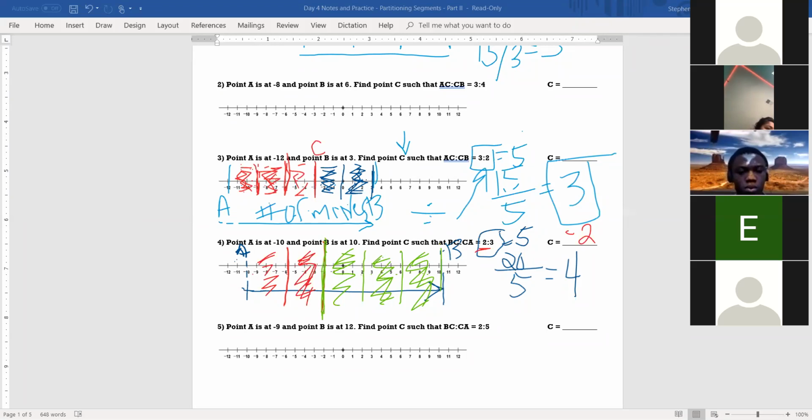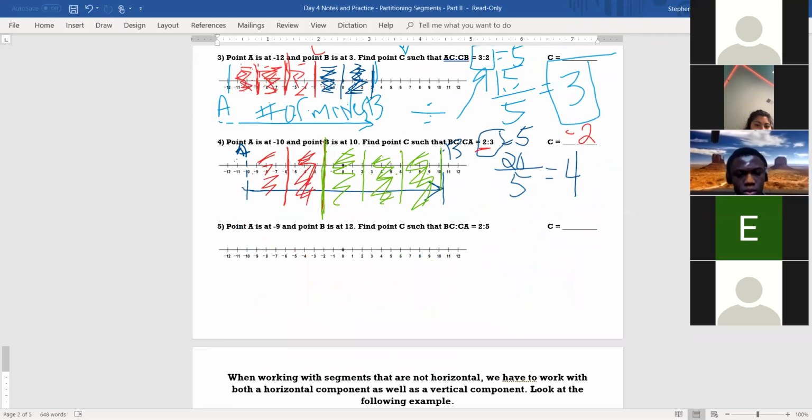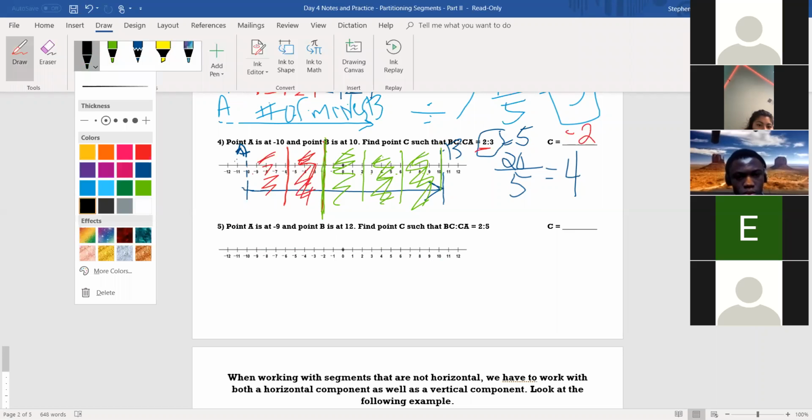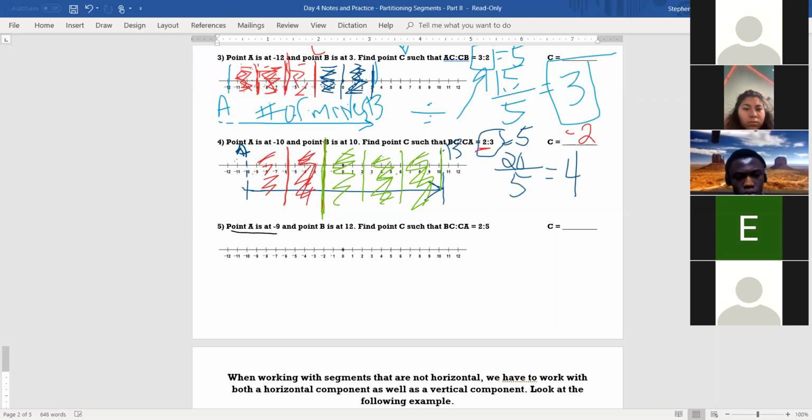Let's try one more before we go down to the bottom half of this worksheet, if that's all right. I just want to make sure we're all good on learning how to partition a segment. I thought we went over it a little too fast the other day. So we have this line segment here. Point A is at -9, so here's A. Point B is at 12. That's way over here. So we want to get from point A to point B, and in the middle somewhere, we're going to divide this segment into a ratio of 2 to 5.